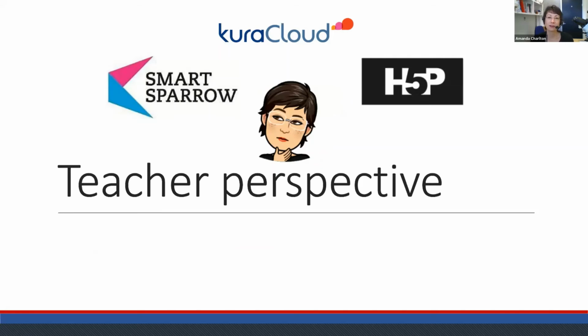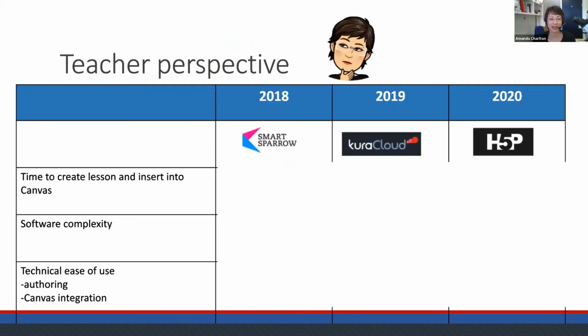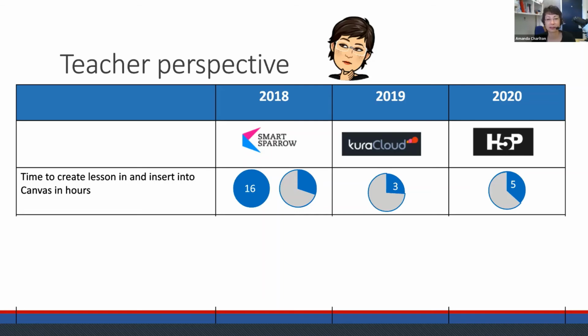Okay, what about the teacher perspective? So you're all teachers in this virtual room here. I'm kind of being the proxy for all of us. How did I find this? I extracted these 3 questions you can see on the left side to evaluate against each other. This is my subjective experience, although the first one is objective. How long did it take me to create the lesson and insert it into Canvas?